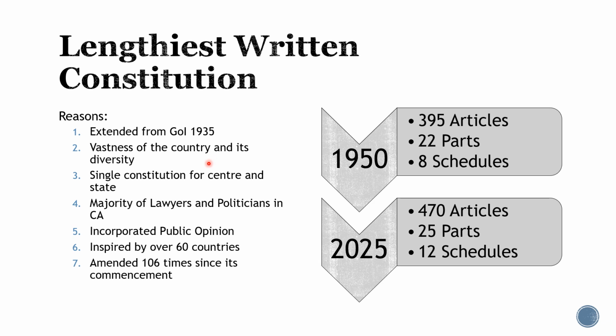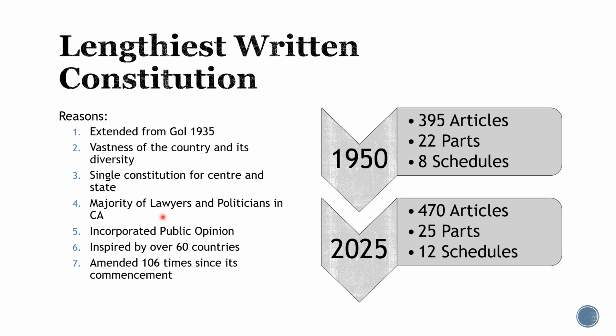Then, single constitution for center and state. We do not have separate constitutions for center and state, unlike the US, where all of the states have their own constitution, plus there is a central constitution. That is not the case in India. Then the majority of the lawyers and politicians were part of the Constituent Assembly, which makes the language used in the Constitution very lawyer and politician friendly. It's a little complicated language that is used, and all of the conditions are written in there, right?